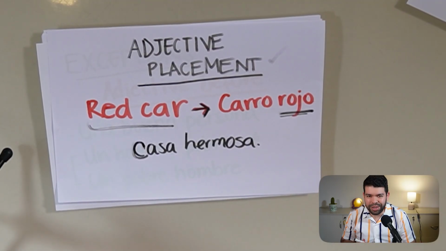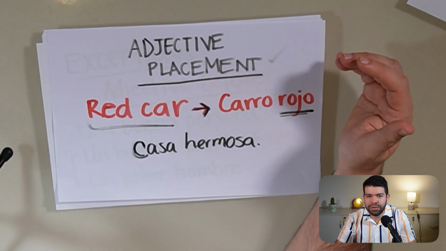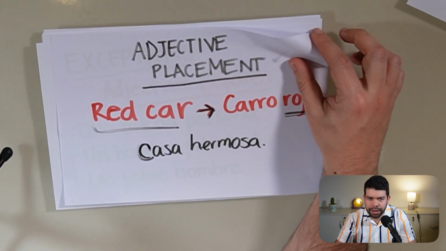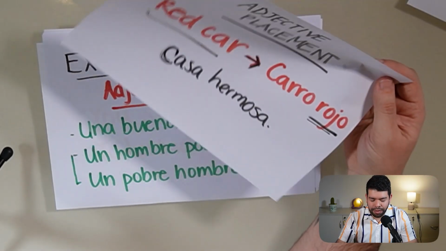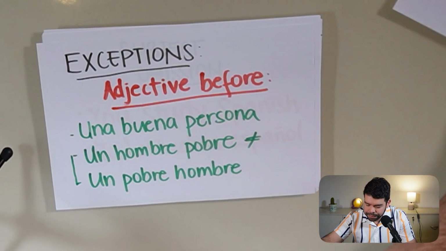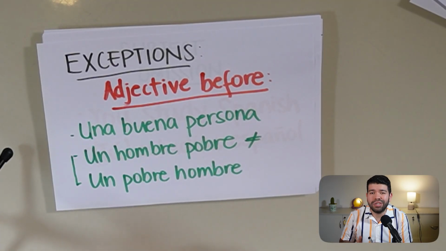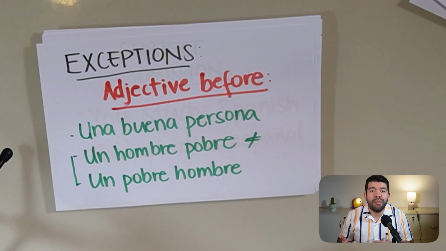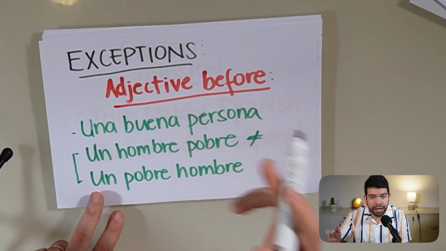Oh, wait, there is a twist here. Even though this is the usual, there are exceptions, okay? You will sometimes hear an adjective before the noun, like in English, of course. To say a good person in Spanish, it's actually also okay to say una buena persona. All right? So, una buena persona is also valid, but be careful.